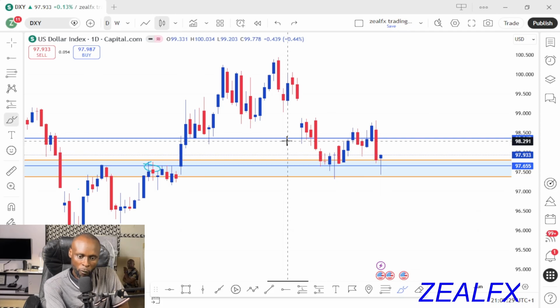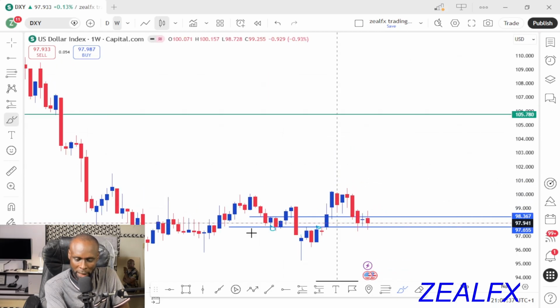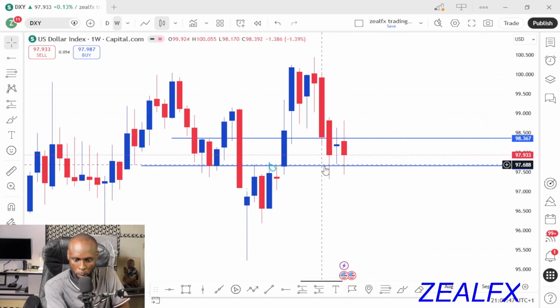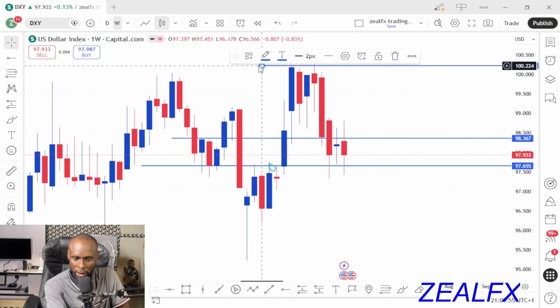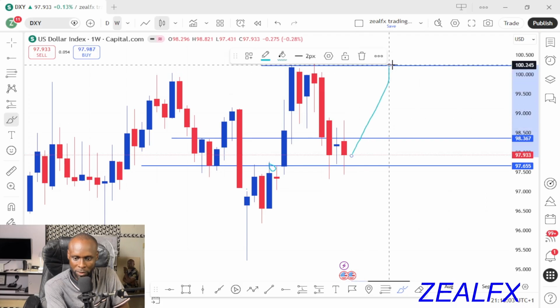So let's confirm this trend from the weekly time frame. On my weekly time frame, we can clearly see that price closed on a support level. We can clearly see that price closed on this weekly support level. So long as price closes on a weekly support level, this is an indication of price reversal back to this weekly resistance level. So we expect price to reverse back from this level to this next resistance level on the dollar index.